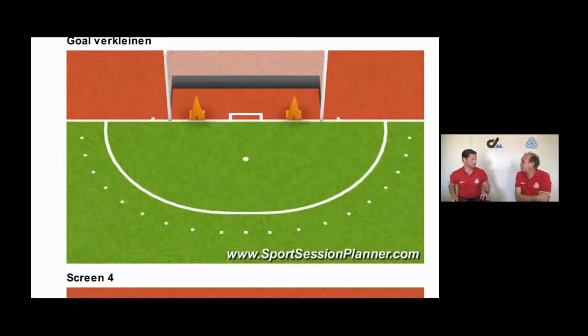And when two little balls go in, then you put the cone slightly more to the side, making it a little smaller between the post and the cone. You get more pressure on the goalkeeper, and the goals get a little bigger. You can say every ball you score between the two cones is, let's say, 5 points, and between the cone and the post is 1 point.